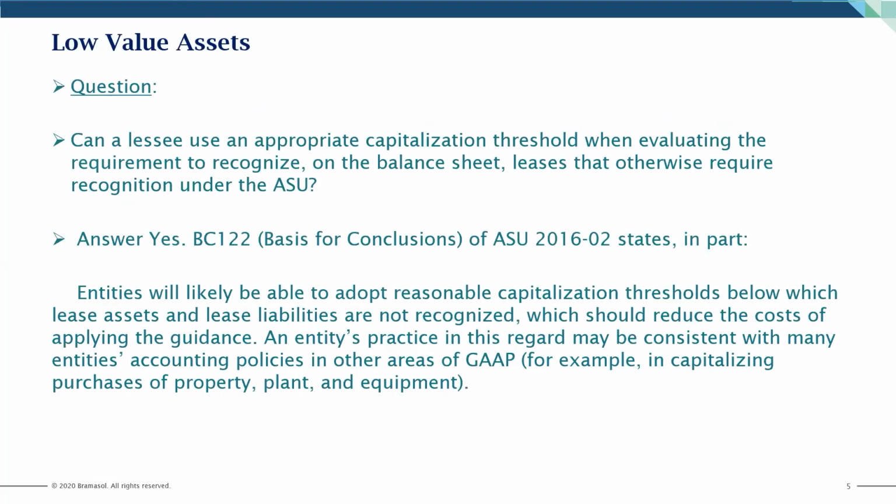The third practical expedient is low-value assets. We get a lot of questions about, since I have a threshold for capitalization on my property, plant, and equipment, can I use the same threshold for leases? And the answer is yes. Even though in the original standard the FASB has not commented on this, in the basis for conclusions, BC 122 basically states that it is reasonable to assume that there will be a threshold in order to capitalize a lease. So let's say I have a copy machine that is less than $5,000 and I use $6,000 to capitalize PP&E. In that scenario, I will not need to capitalize that copy machine because it's below my capitalization threshold for my company. Very important practical expedient.